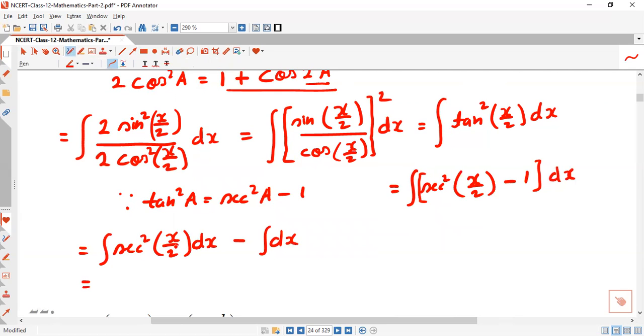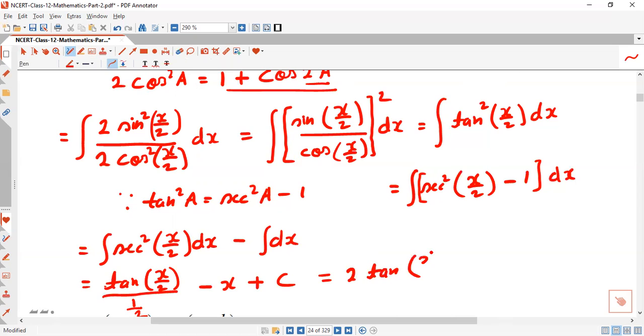Now, this is a direct formula for tan x. We get the value of tan x by 2, but the coefficient of x is 1 by 2, so it is divided by 1 by 2, minus x plus some constant c. Taking the 2 to the upper side, we get 2 tan x by 2 minus x plus some constant c. So this is the answer to this question.